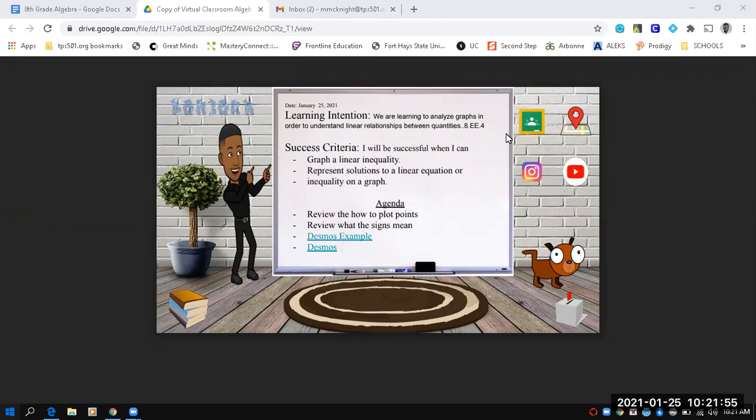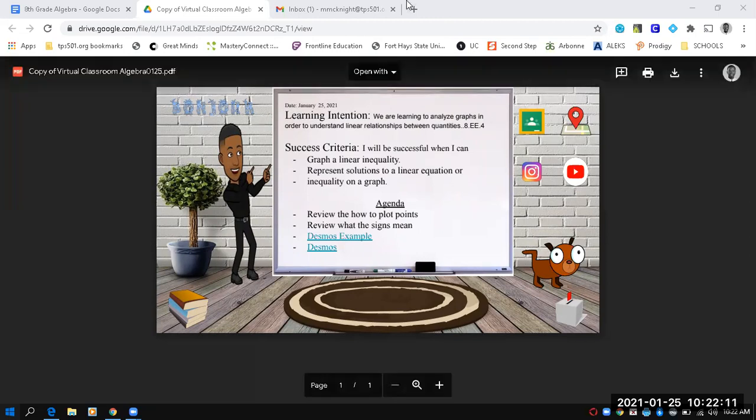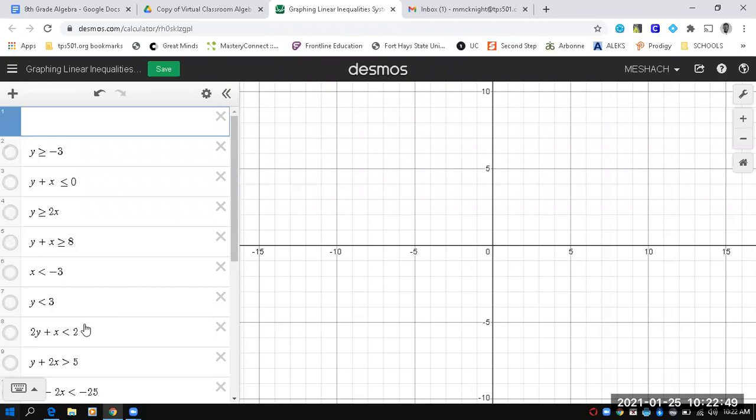We've been focusing so much on linear graphs where we have y equals 2x plus 3, for example. What if we had something that says y is less than 2x plus 3? Now, those are the things we're going to be focusing on for this class. So I'm going to share this link with you, but give me a second.